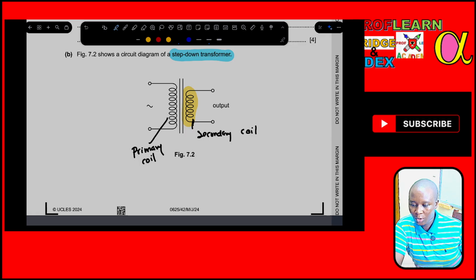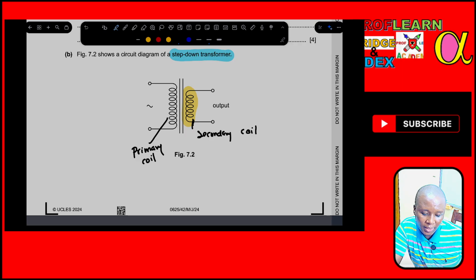So if you want to identify whether a transformer is step up, just look at the number of coils in the secondary and compare. Are they more? If there are more coils in the secondary, then it means this is a step up. If there are fewer coils in the secondary than the primary, it is a step-down transformer. You may be asked to explain how a transformer works.